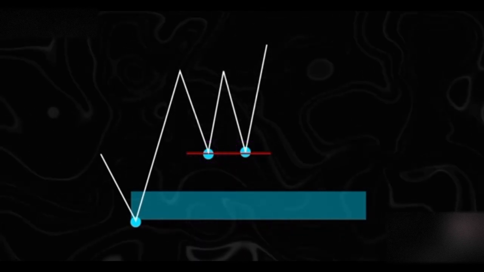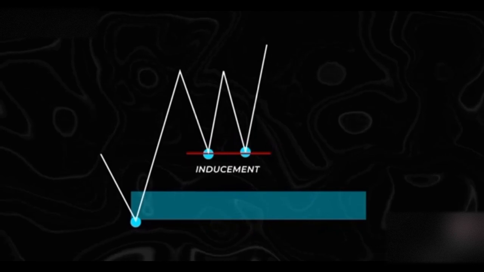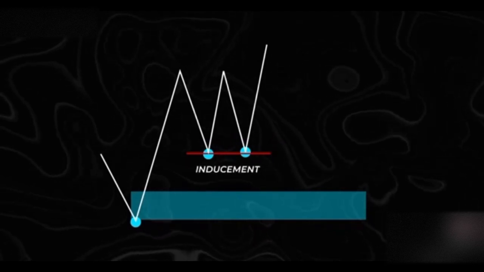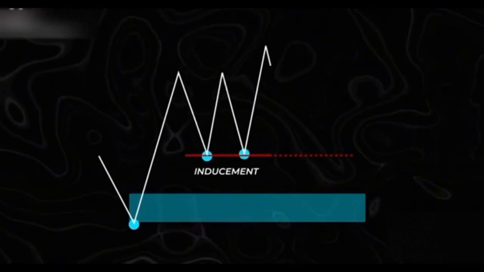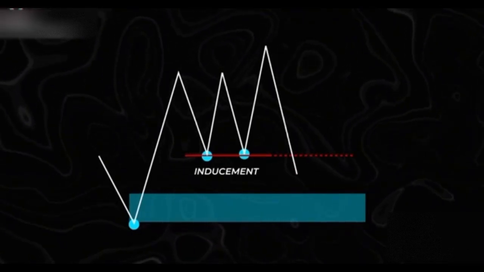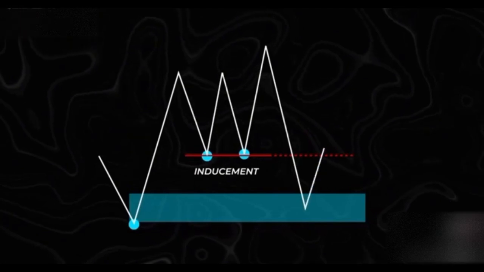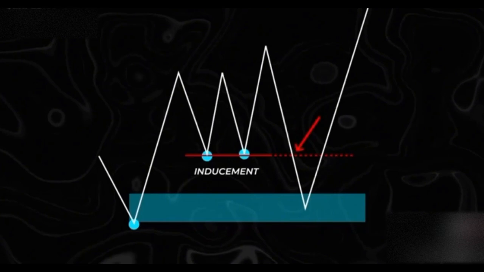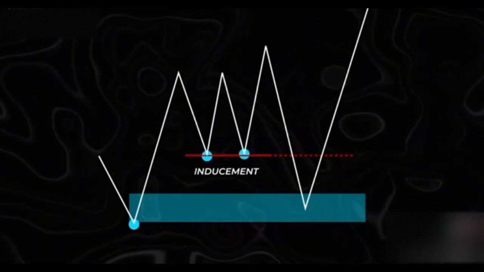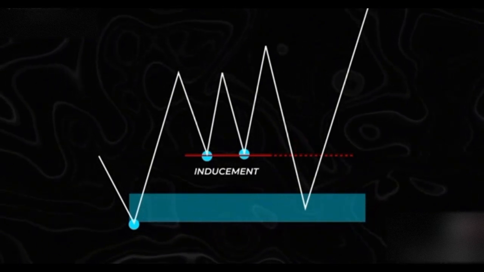This minor key level is also referred to as an inducement. The strategy is called an inducement trap because in many cases, the price will break this minor key level only to retrace to the major order block before reversing back up. Traders who bought at this seemingly obvious key level, expecting a bounce, would often get stopped out instead.